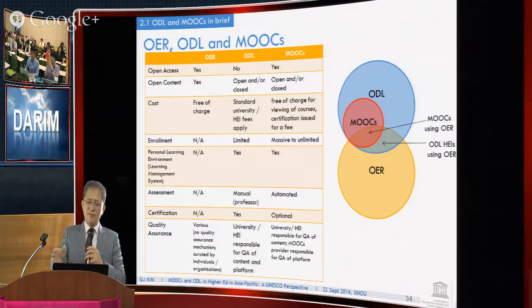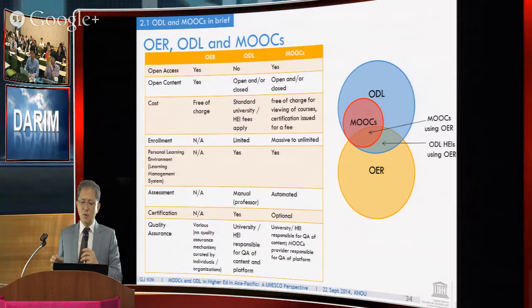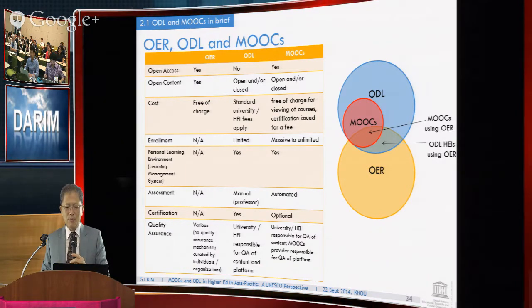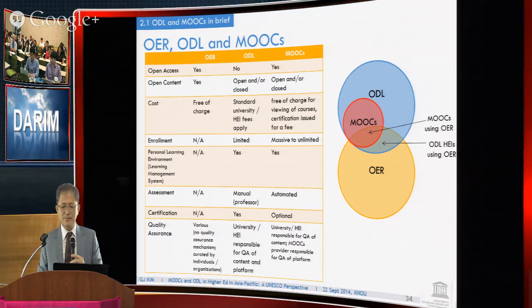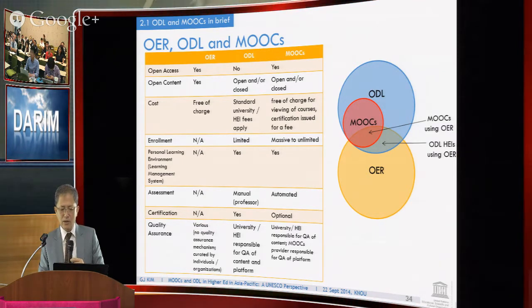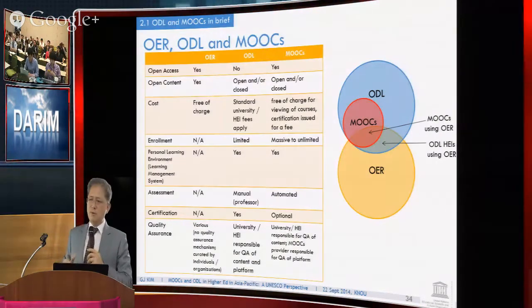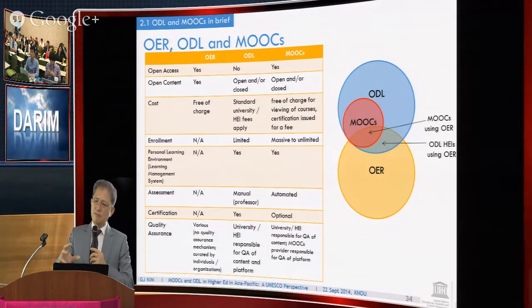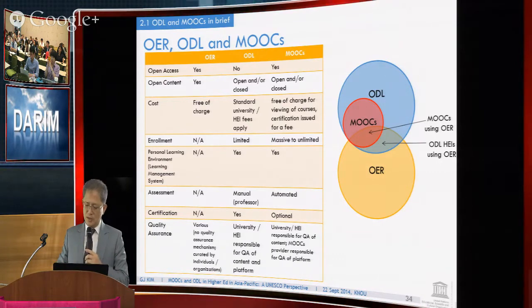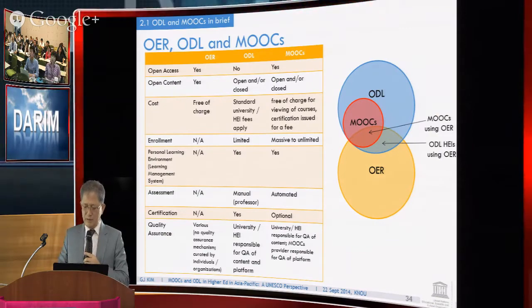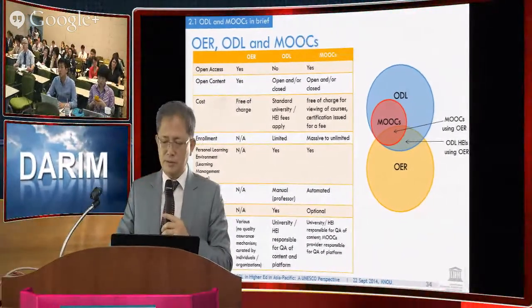So at the end of the day, if you look at the graph on the right, MOOCs as part of OER can be a subset of both ODL and OER, but more on the ODL side. Whereas this overlap between ODL and OER could be ODL higher education institutions using OER, etc. So MOOCs, as it stands now, can be regarded as part of or a subset of ODL using OER. You can challenge my way of defining this, but as it stands, it could be a fair description of what is happening in MOOCs.